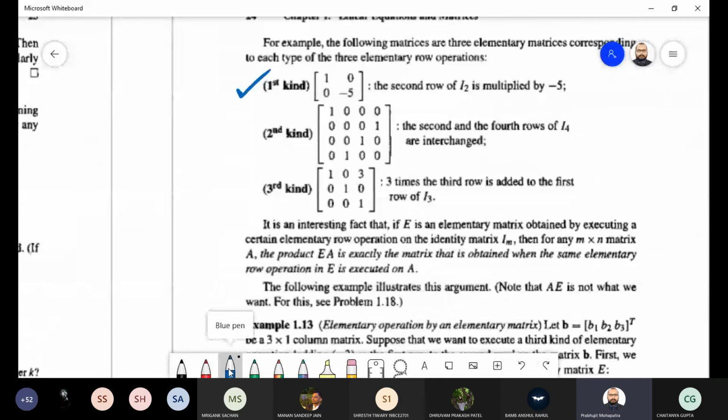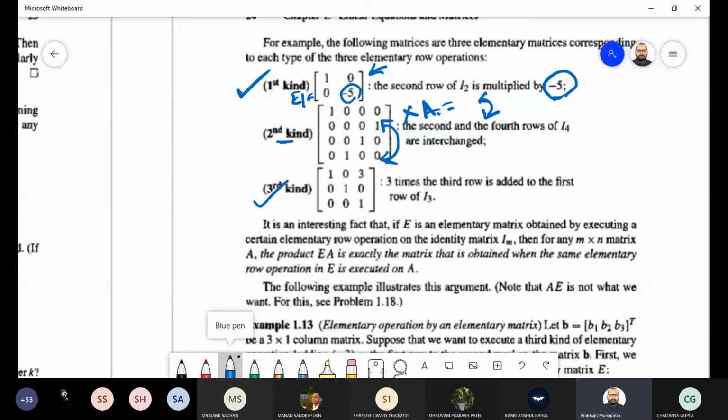See, first we multiply -5 with the second row. So this is also one elementary matrix, that is E1. If we are multiplying this matrix with any non-zero matrix, your last row will be multiplied with -5, or not? Obviously that is going to happen. Second, what are you doing? We are interchanging row 2 and row 4 with E2. So if we are multiplying this with any matrix A, row 2 and row 4 are going to change. Is it or not? It is going to change, obviously.